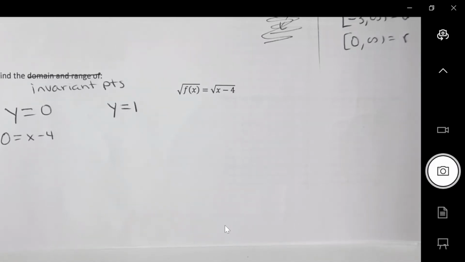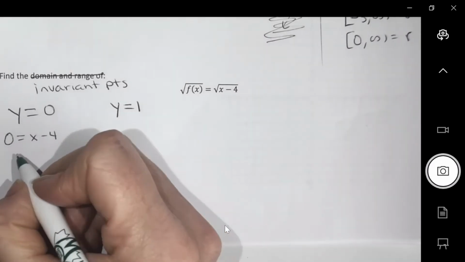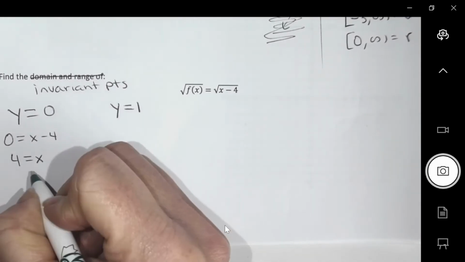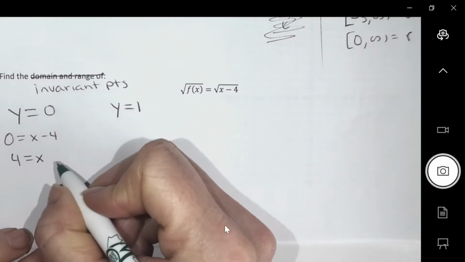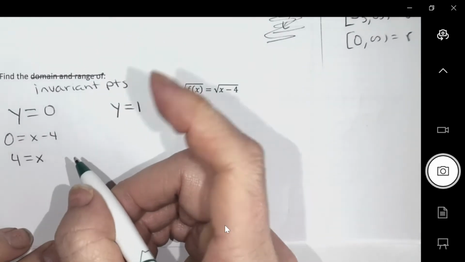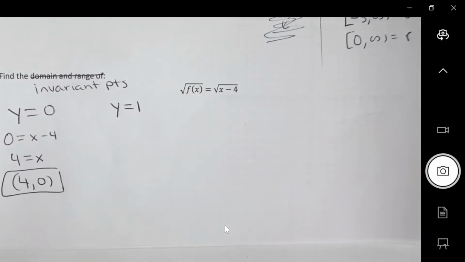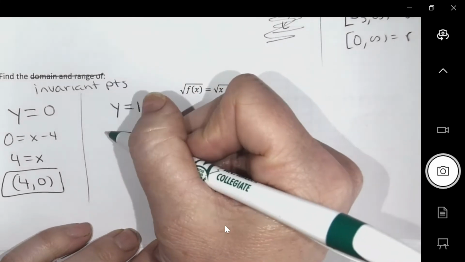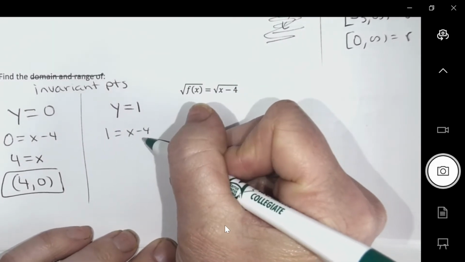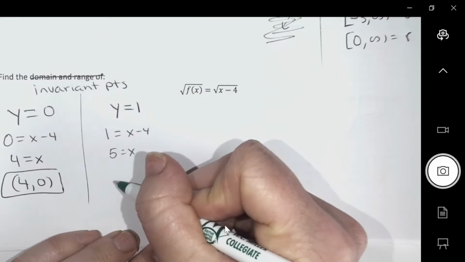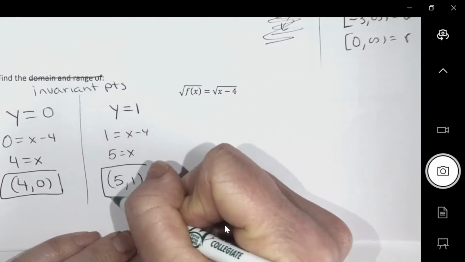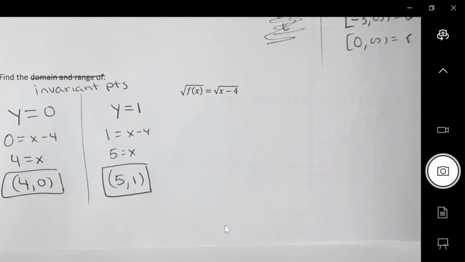So if this function equals 0, therefore if x equals 4, but that's not my answer, what did I ask you for? A point. So the invariant point would be 4, 0. Or if y equaled 1, so if I add 4, that's 5. So there's an example of the invariant points. Okay, that was purely algebra.